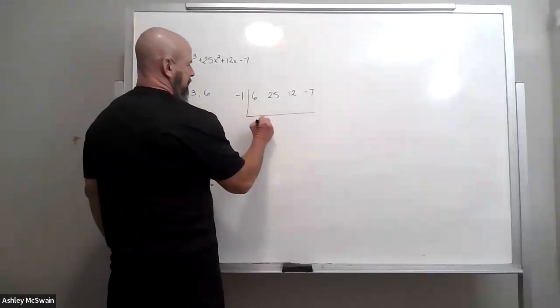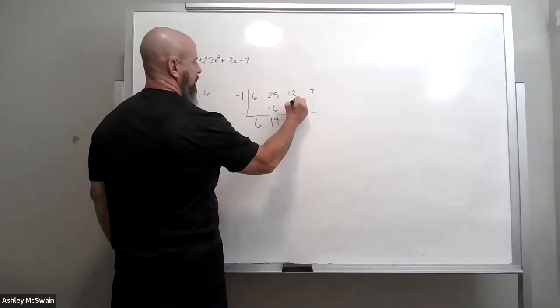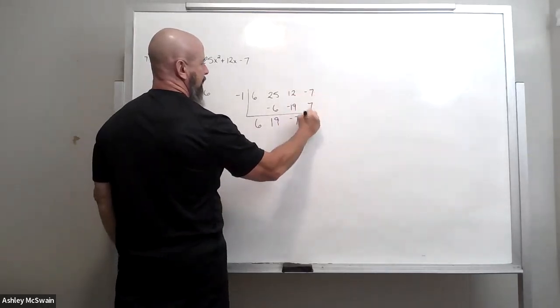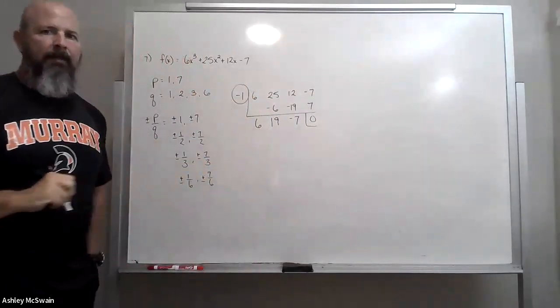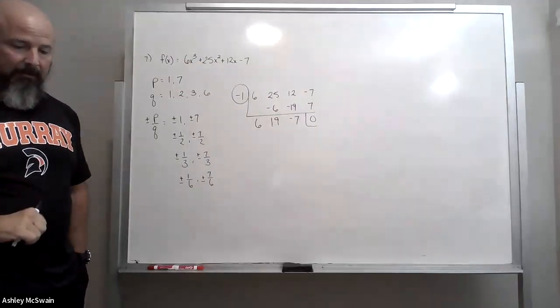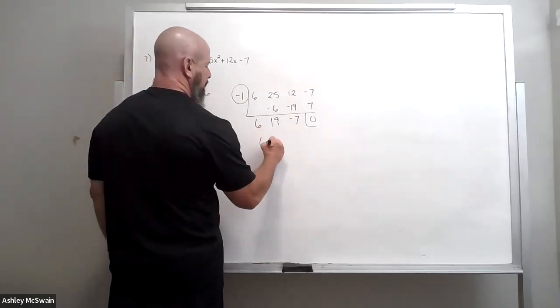So 6, -6, 19. Let's see, -19, -7, +7, 0. There's one of the zeros, x equals -1. Now this was my depressed equation.